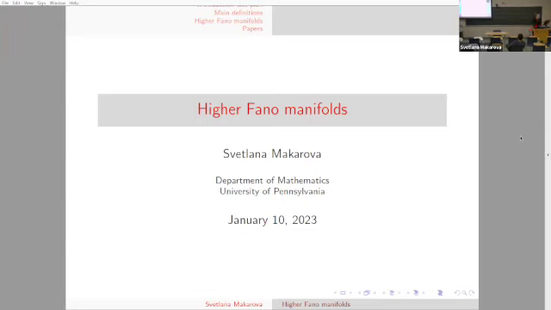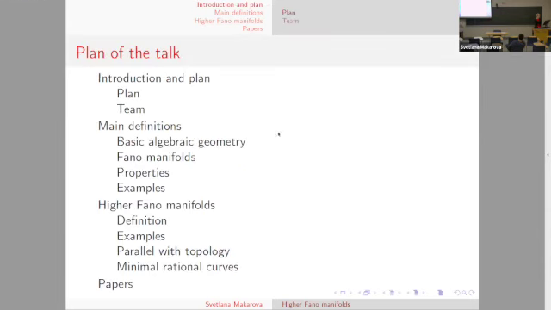And the rough plan of the talk will be the following. I will start with the main definitions so that you understand what the general setup in algebraic geometry is. And then I will tell a story about higher Fano manifolds.